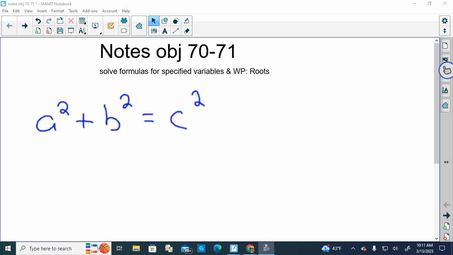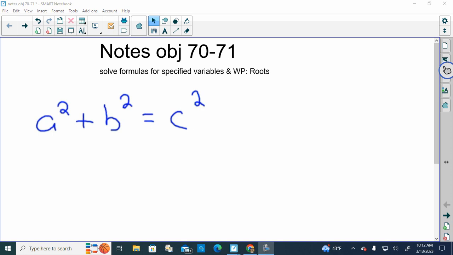Okay, so notes objective 7071. What formula is this? What is that called? Pythagorean theorem. Okay, so with Pythagorean theorem, when we use this, we're actually solving for sides, right? Because there's an A side, a B side, and a C side. So we can actually solve for A, B, and C.